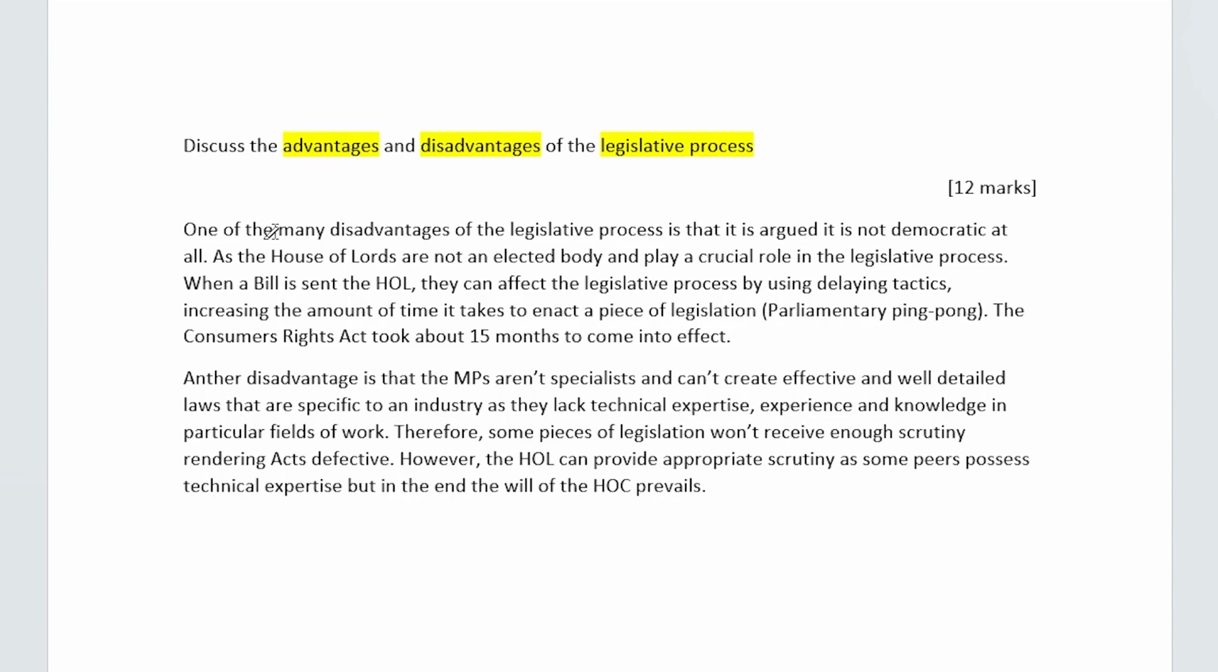So if I analyze this paragraph, I link my answer to the question, talking about disadvantages of the legislative process. And then here's my point. It is not democratic because the House of Lords is not an elected body and plays a crucial role in the legislative process. And that's developed my point. And then to well develop the point, take it further, I explained how it's a disadvantage and what role the House of Lords plays in making the legislative process undemocratic.